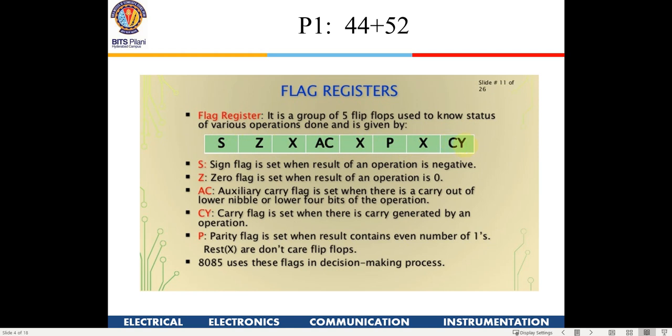So the status of this register will be updated. If there is a carry generated while doing an operation, this bit will be 1 in this register. Similarly, if it is an even parity, this will be 1. The bits shown as X are not used. If there is an auxiliary carry, this bit will be 1. If the result is 0, the zero flag is set, and this is the sign flag: if it's a positive number, it will be 0, and if it's a negative number, it will be 1. After each operation, this status flag keeps getting updated.